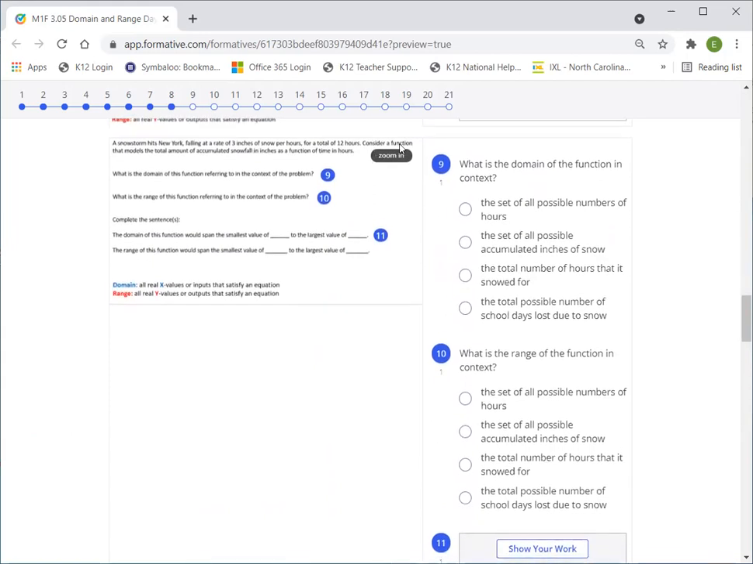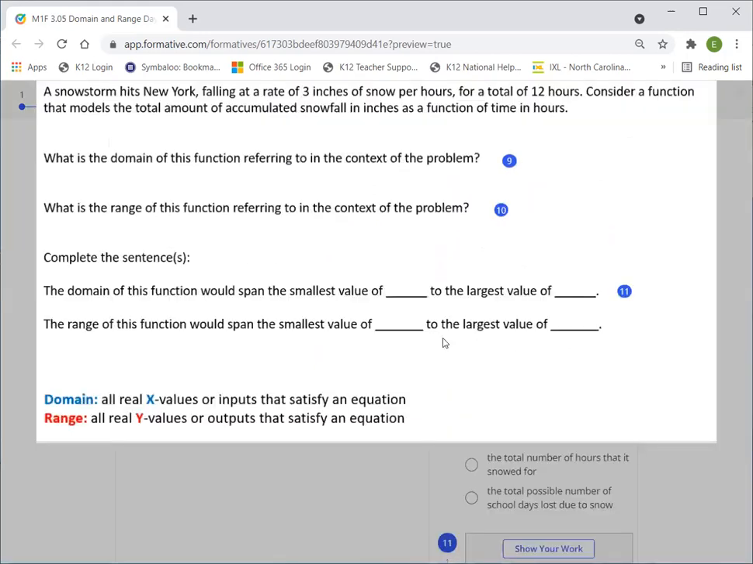Okay, let's look at another story problem example. It says a storm hits New York, falling at a rate of 3 inches of snow per hour, for a total of 12 hours. Consider a function that models the total amount of accumulated snowfall in inches as a function of time in hours. So again, we want to identify the domain and range.